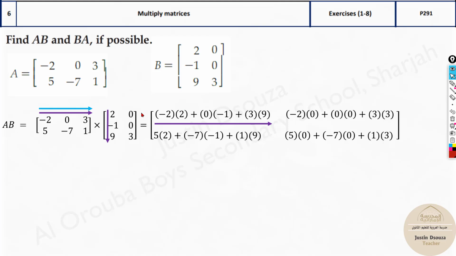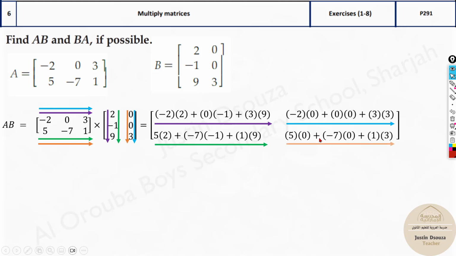And then the first row with the second column. And that is written over here. And then the second row with the first column over here. And this one with the second row, second column over here. You can see the tail with the tail. In the sense 5 times 0, minus 7 times 0, and lastly 1 times 3. Now you can just solve this up.